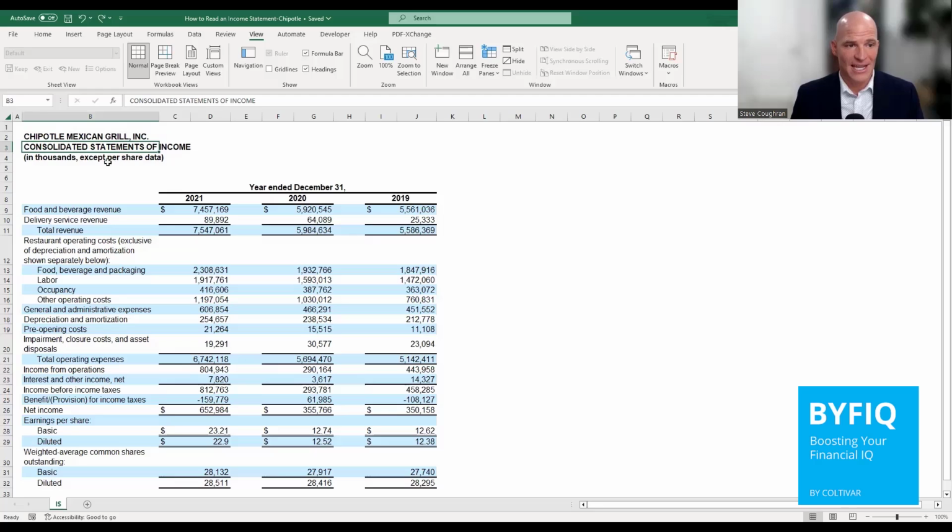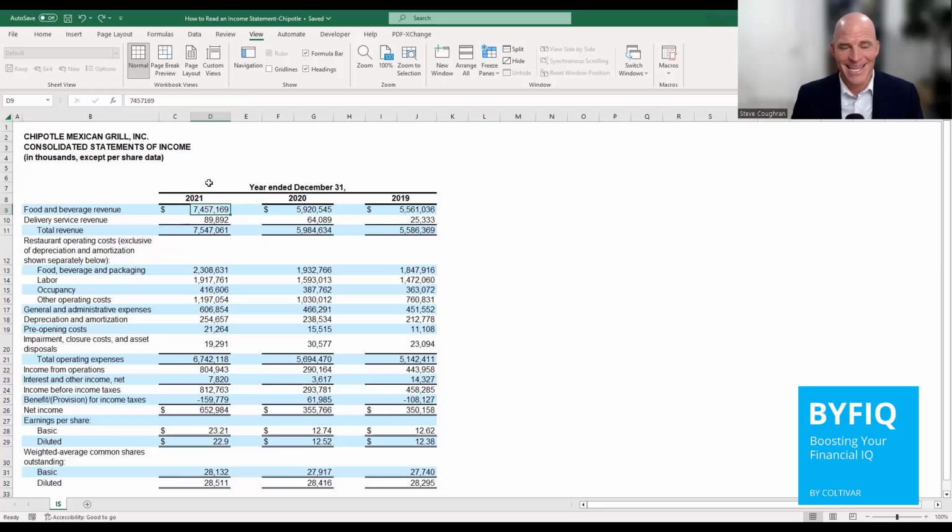If you'll notice, this income statement is listed in thousands. So make sure you look at how the income statement is presented and what it's denominated in. Otherwise, you're going to be super confused. Like if you look here at 2021, Chipotle did a lot more in revenue than $7.4 million. This represents $7.4 billion because it's in thousands. So if it's in thousands, you're going to add three more zeros, which would make this number 7 billion, not 7 million.